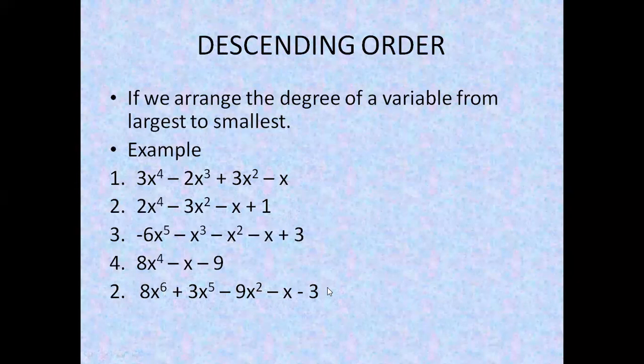In ascending order, the powers will always be arranged from lower to higher, by the power of the variable. And in descending order, the powers will always be arranged from higher to lower.